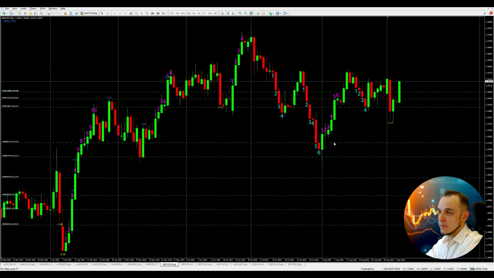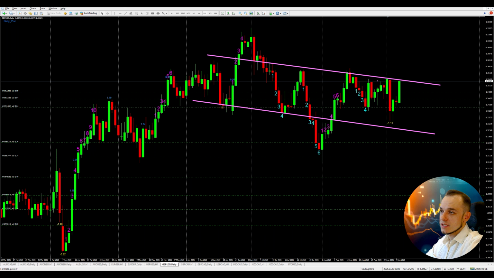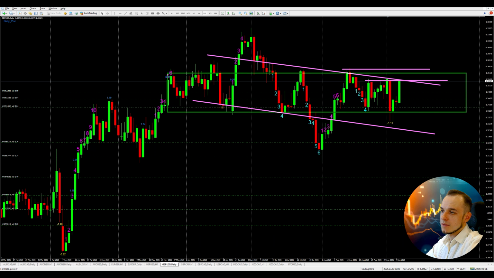On the daily time frame we can see a similar picture. We have this downward incline. Let's see how we close this week. If we break through this and this resistance level, then we can say that the market entered a new consolidation phase, and we can build it like this and exclude this false break from it.